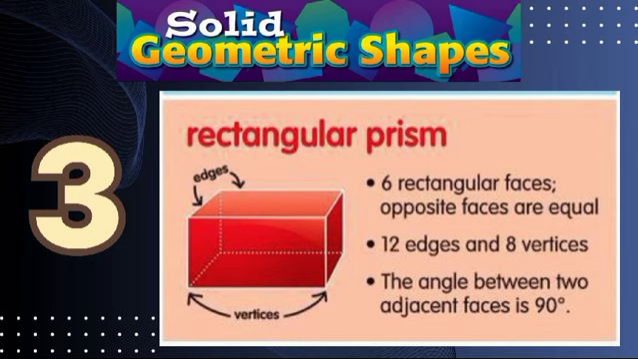Number 3, rectangular prism: 6 rectangular faces, opposite faces are equal, 12 edges and 8 vertices. The angle between two adjacent faces is 90 degrees.